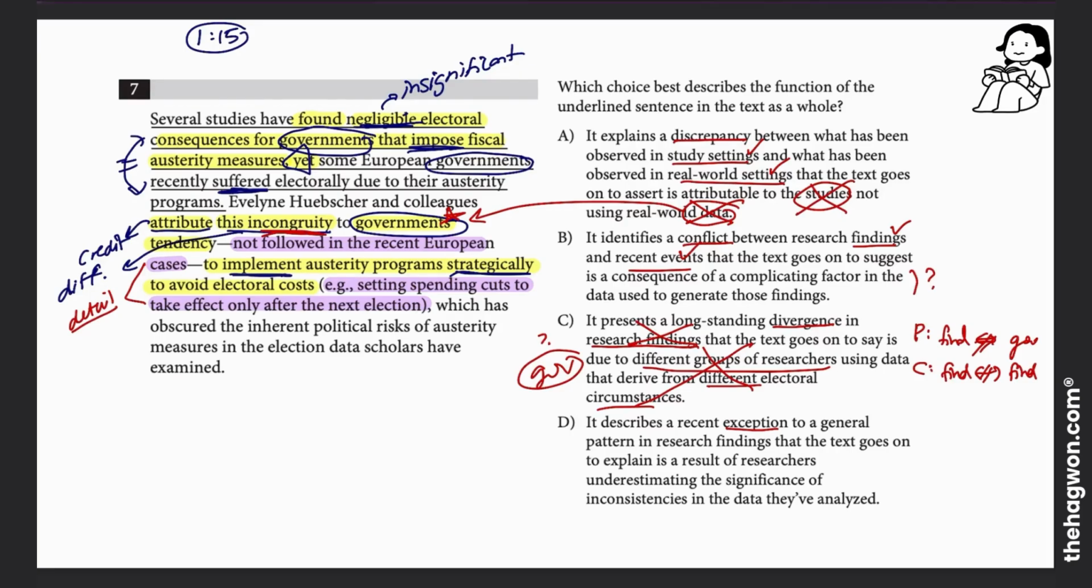Now, answer choice D says there's an exception to a general pattern. Sure, we might understand the pattern to be the findings, the several studies, and the exception to be recent events. I'm fine with that. That the text goes on to explain is a result of researchers. So again, we're saying here it's a researcher's fault. Now this difference is attributed to researchers, but we know again that it's not researchers, it's the government. So for the same reason, C and D are both incorrect, and I'm going to pick answer choice B as the correct answer.